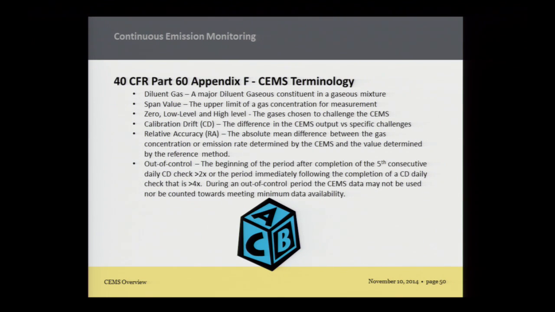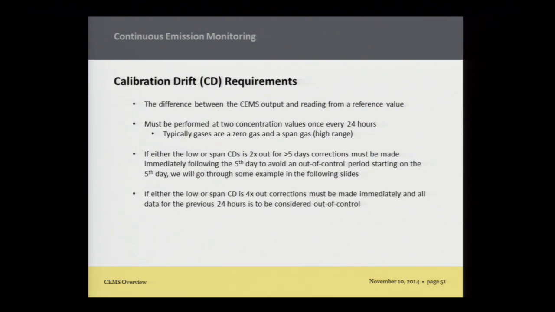We'll go through some examples because that 2 times always happens on Saturday, doesn't it? Runs for 4 days, Tuesday, Wednesday, Thursday, Friday, and then Saturday's your 5th day, and guess what? It doesn't get fixed till Monday. But the good news there is you only start counting at the 5th day. You don't go back to day 1, and if you're 4 times, you have to go back to the last calibration. So you may lose 24 hours there if you fail it at 5 o'clock in the morning and the last good one was at 5 o'clock yesterday morning. You have 24 hours of out of control there.